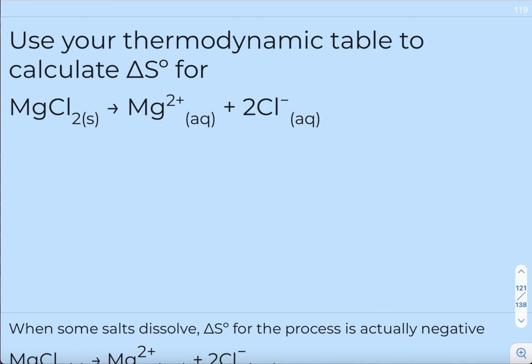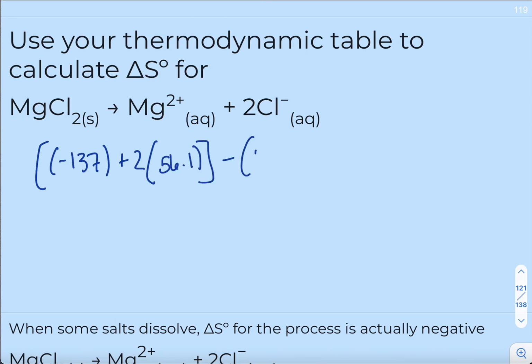If we do this one, and then we do 2 Cls, we get a negative delta S. So that's kind of weird, right? We would say, why is that? How is that thermodynamically unfavorable? Okay, it's still a salt dissolving in water. You would expect it would be favorable.